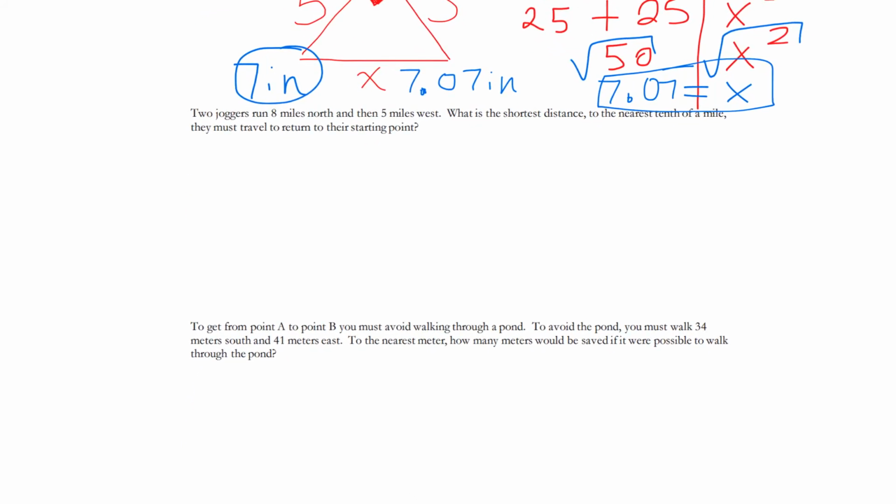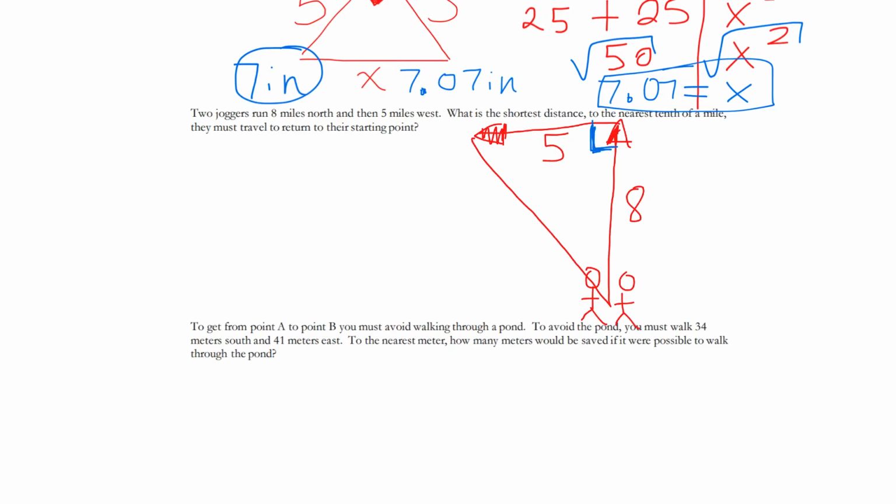All right, next one. So 2 joggers run 8 miles north and 5 miles west. Okay, so we've got these 2 joggers down here. And it says that they run 8 miles north. Okay, and then they run 5 miles west. And what's the shortest distance back to where they started, so like that. So in here, if they were running due north and then due west, this would be a right angle right here. This is what we're looking for. We will know straight back to where they're at.